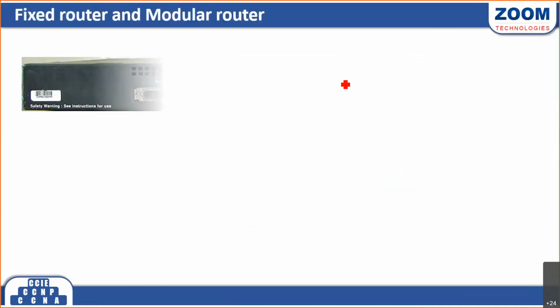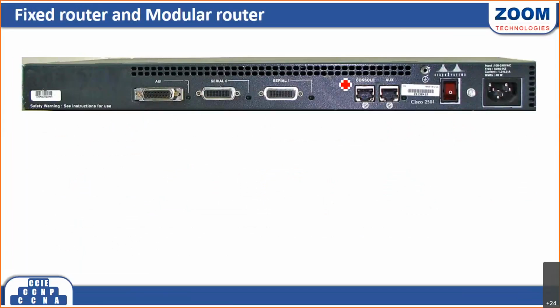Can you find out this router is a fixed router or modular router? Fixed router. AUI port, so this port can support maximum 10 Mbps speed only, and it is a 15 pin port. Moreover, the maximum number of WAN ports are 2 ports, which is serial 0 and serial 1. If serial 0 is not working or you want to upgrade, we cannot remove it because the port is integrated to the motherboard.